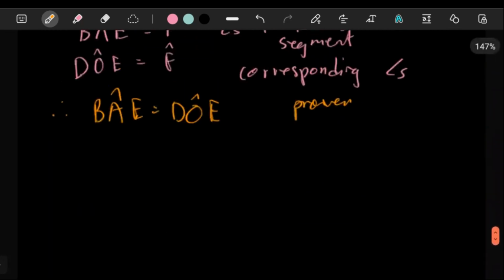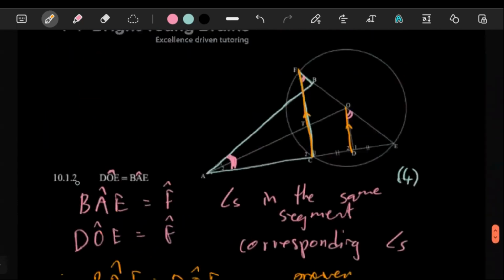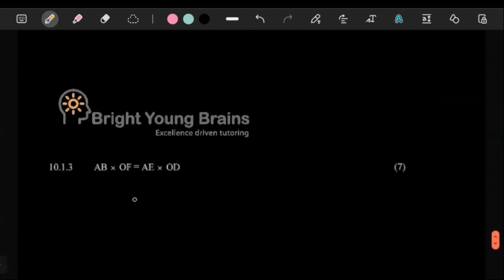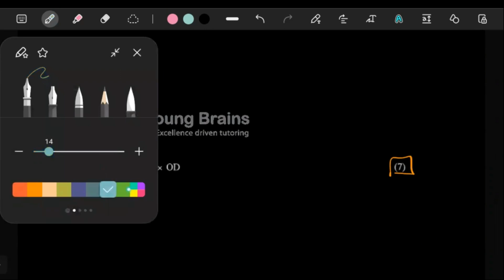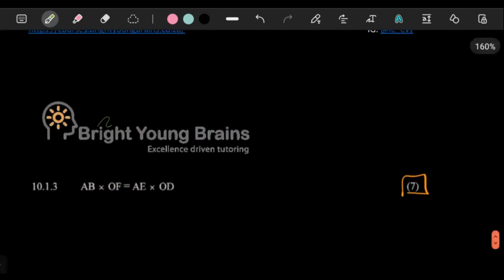Whoa, I feel like I skipped the question. No, I didn't. 10.1.2 and then 10.1.3. Well, it's a 7-mark question. Any 7-mark question needs you to do something first and then something afterwards. So this is literally just an expression that would look like AB.OF equal to AE.OD. This should remind you of the proportionality theorem, right?